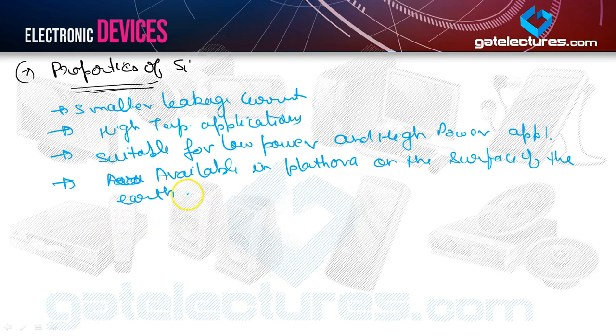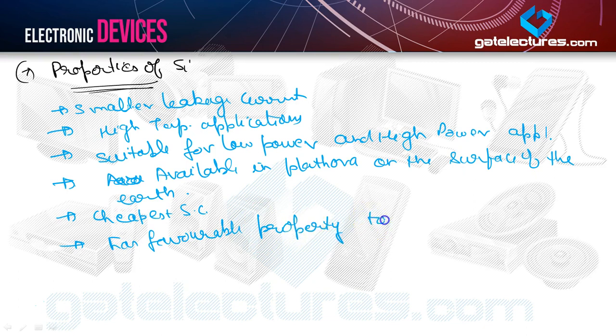So this is basically the primary reason for the preference of silicon over germanium in fabricating the semiconductor. Since it is available in abundance, it is the cheapest semiconductor. Favorable property: it is easy to get silicon dioxide. So the primary reason why silicon is more popular with the IC manufacturers is this reaction. At 1400 degrees Celsius, it is combined with oxygen to form silicon dioxide, and silicon dioxide has many applications in the semiconductor fabrication process.